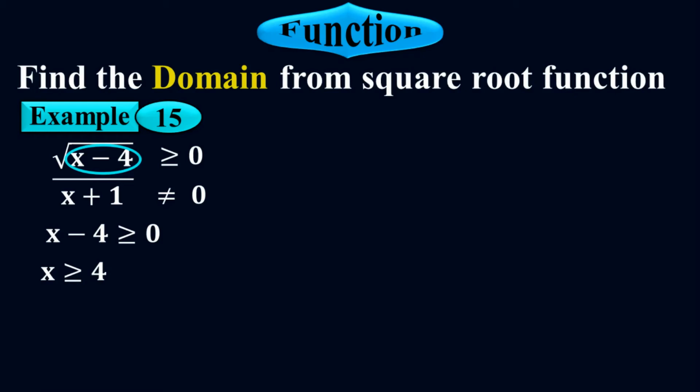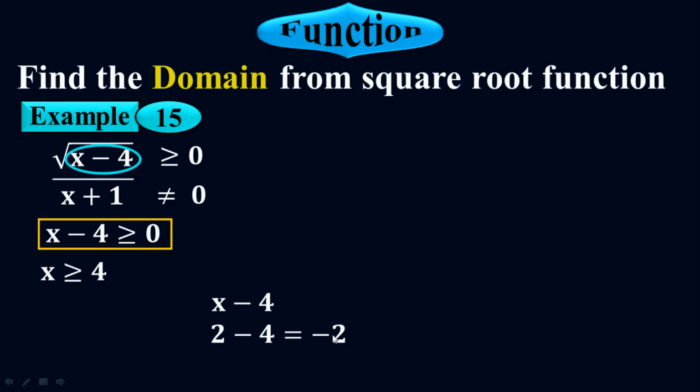But let me do a simple test. If I put some random value which is less than 4 in this equation, let's suppose x equals 2. 2 is less than 4. 2 minus 4 is negative 2. I will get negative 2 inside the square root, which I don't need. So I can't go below 4. I must go above 4. And there the test has failed.